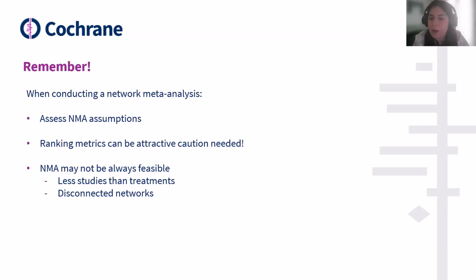Then it is important to remember that ranking the interventions is attractive, but caution is always required. Understanding a treatment hierarchy should involve more than just looking at the rankings. We should take into account all the evidence from the analysis. And finally, remember that there are cases where network meta-analysis may not be feasible. When, for example, there are fewer studies than treatments, making it difficult to estimate treatment effects with sufficient power, or when we have disconnected networks.